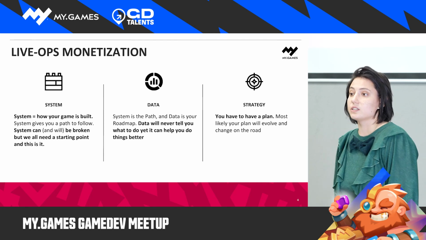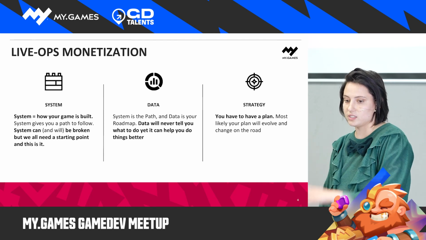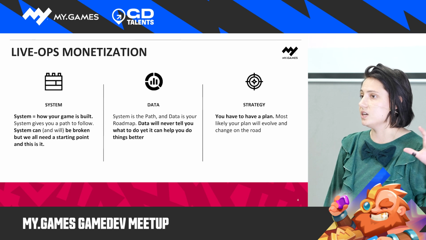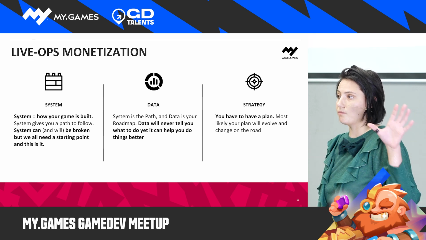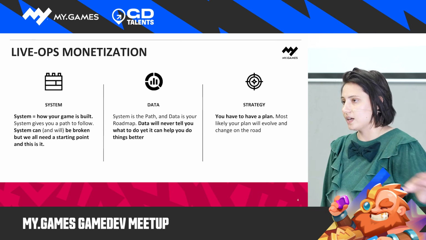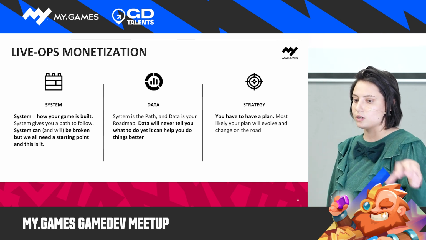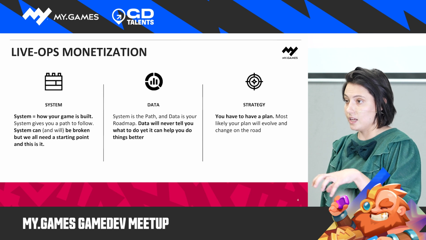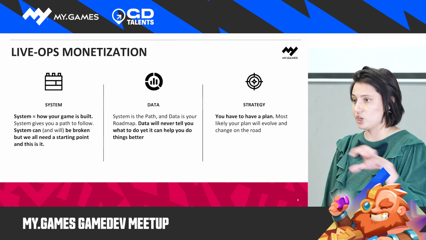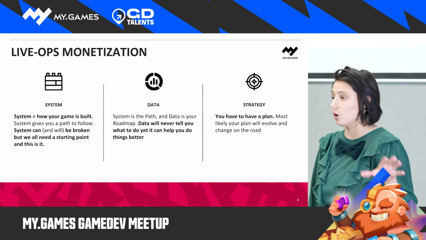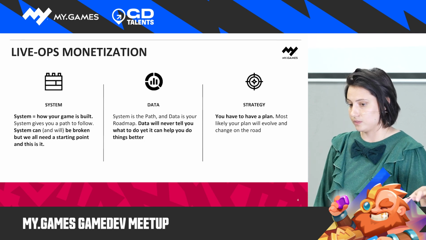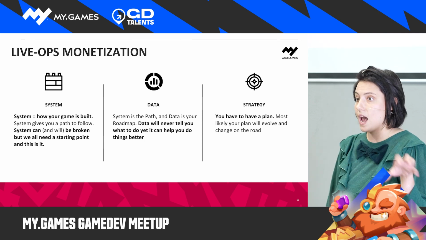So we have 3 pillars of LiveOps monetization. This is system, data, and strategy. System is what your game is. This is what you have built during development. This is all the mechanics you have for retention. This is your metagame. This is your core gameplay. This is something you can base the monetization on, and you will break this system. Your game will change. In 3 years, you might not recognize that at all, but you need the system to start from something.